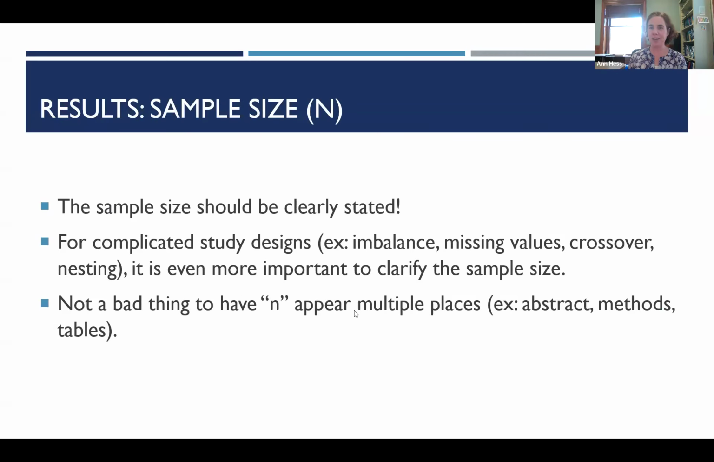So the sample size should be clearly stated. I feel really strongly about this. I actually didn't know where to put this in today's talk, so I went with results. But in practice, the sample size might appear multiple places, and that's not bad. So it might appear in the abstract. I think we've seen that already in all 3 of the examples. It might appear in the methods section. It might appear in the tables that typically appear in the results section.